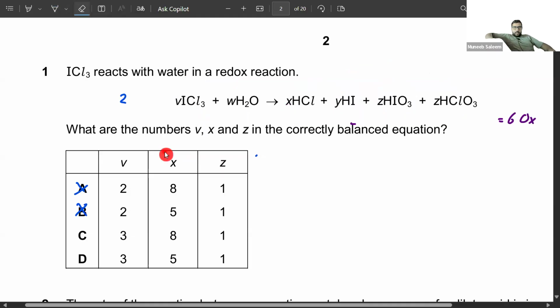of the other elements. Now C says it's 3 over here, it's 8 over here, and 1 over here. Now check the chlorine atoms. 3 times 3, 9 chlorine. And on the product side we have 8 chlorine and then 1 chlorine. So the chlorine atoms are balanced. Now we check the number of the iodine.